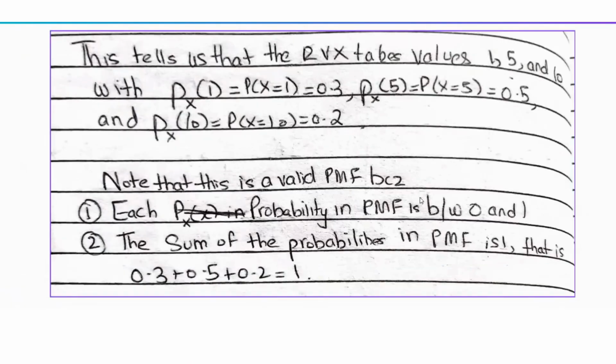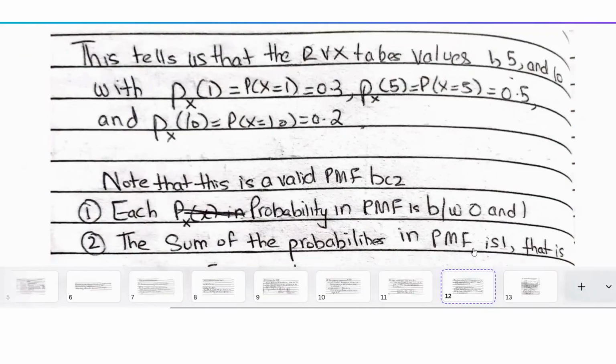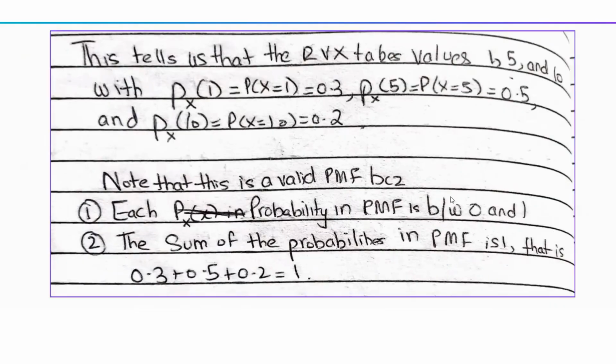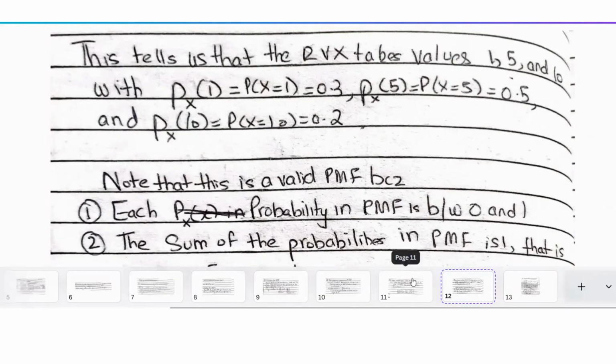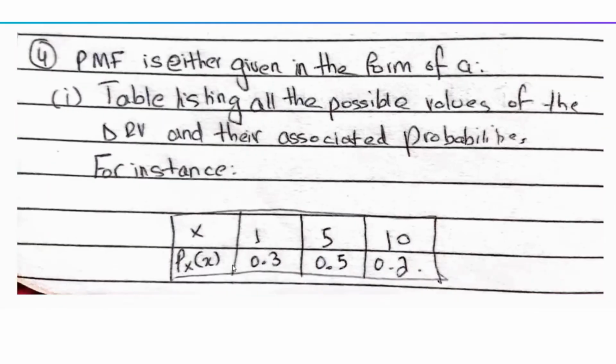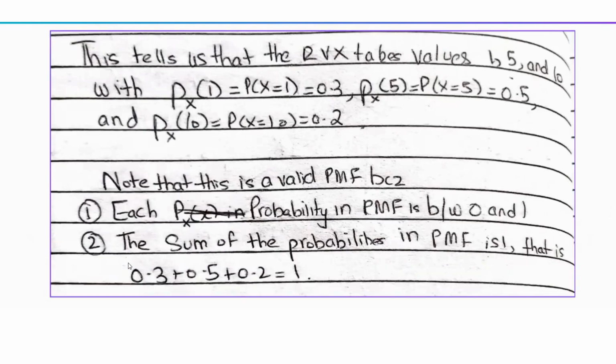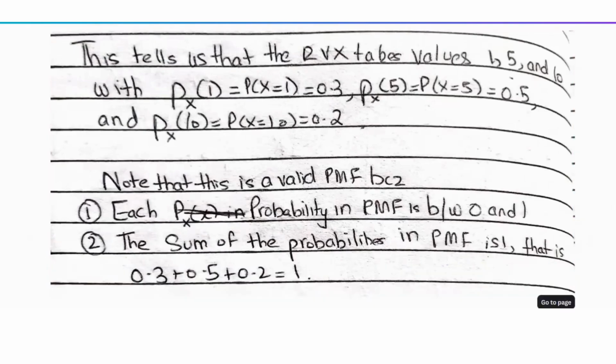Now note that this is a valid PMF because each probability in the PMF is between 0 and 1. Like we said, those are the two properties a valid PMF must meet. Each probability has to be between 0 and 1, and the sum of all probabilities in the PMF has to be 1. So in this case, we can see that each probability is between 0 and 1, and the sum of the probabilities is also 1. That is, 0.3 plus 0.5 plus 0.2 is 1.